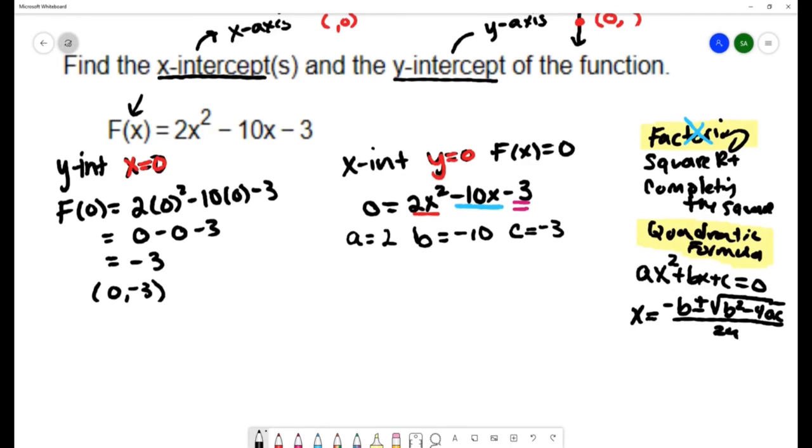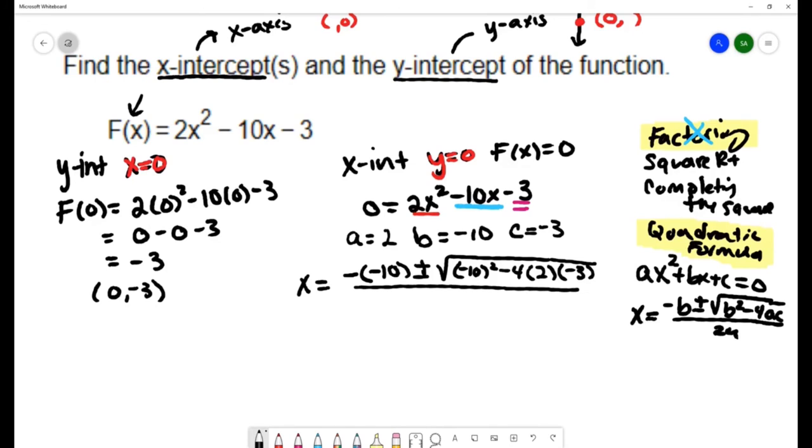So we're going to get x equals negative. There's a negative in the formula, and b is negative. So that's negative negative 10 plus or minus the square root of negative 10 squared minus 4 times a, which is 2, times c, which is negative 3, all over 2 times a, and a is 2.